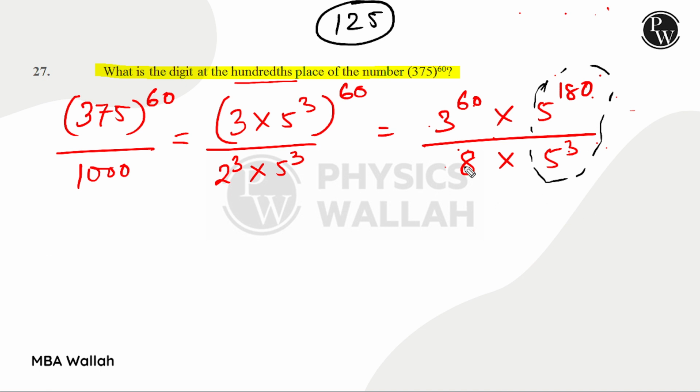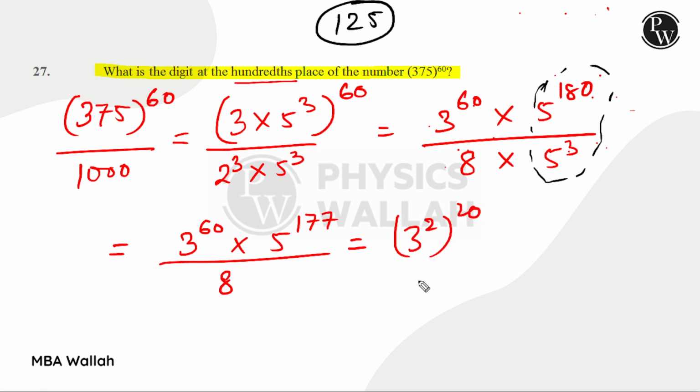Let's proceed further. Now this entire expression can be written as 3 raised to the power 60 into 5 raised to the power 177 by 8. Now please remember that 3 has a cyclicity of 4, or in other words the power cycle of 3 is 4. Either we can go that way, or you can do this by 3 square raised to the power 20 by 8, whatever the remainder is, multiplied by 5 raised to the power 177 by 8. This will be the same thing.